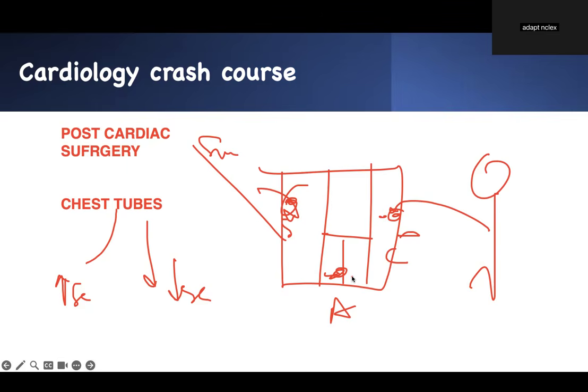Now, if you had cardiac surgery, what is my priority? I need to make sure the chest tube is not clogged and not overflowing. If the output is high, you're bleeding. If the output is low, it's clogged, and you may have what? Cardiac tamponade. So the nurse is supposed to watch for this.